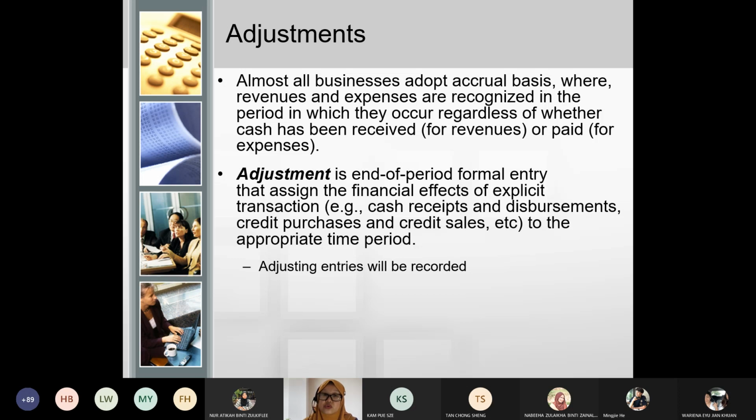All right. So just now I have showed you the adjustments that we have to make. Those prepayments and also accruals are the adjustments that we have to make at the end of the year. So what does adjustment mean here? An adjustment is a formal entry that we make at the end of the period to show the financial effects of the implicit transactions, such as credit purchases, credit sales, and so on, and then we have to properly assign them to the appropriate time period.